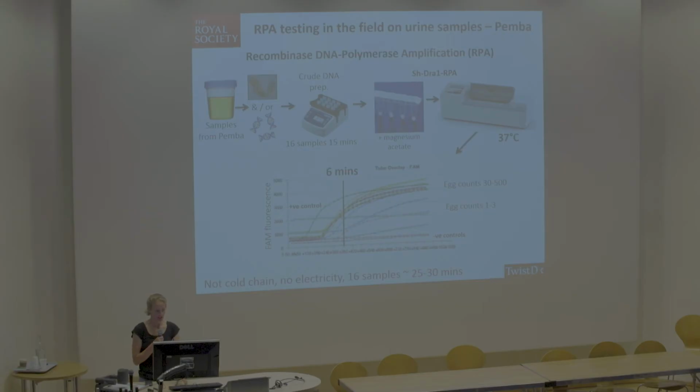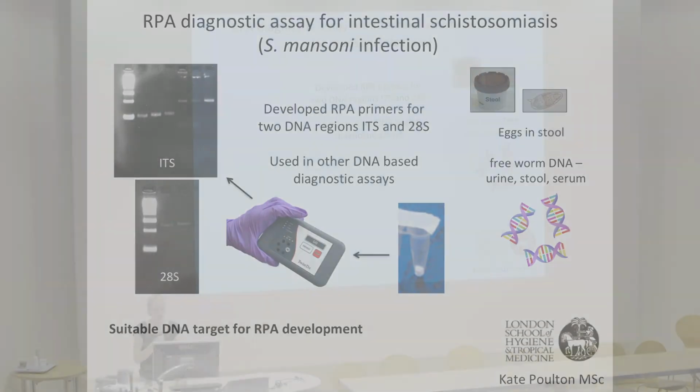And that's where we really need this assay to work, when we've got either 0 eggs because there's just no egg production, or we've got very low levels of eggs. So that's the urinary schistosomiasis.